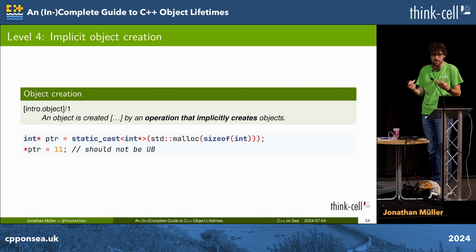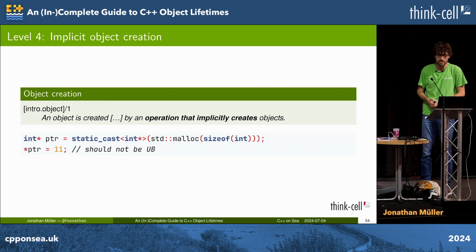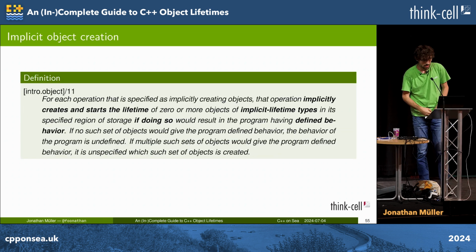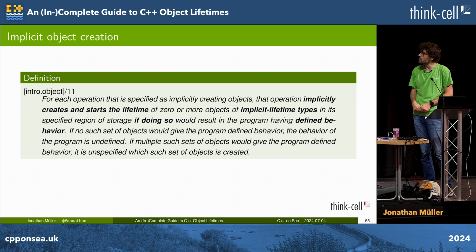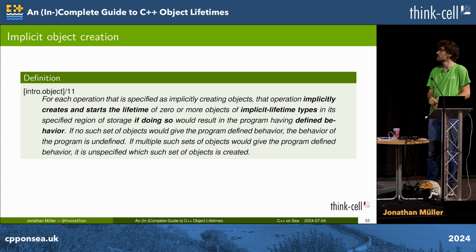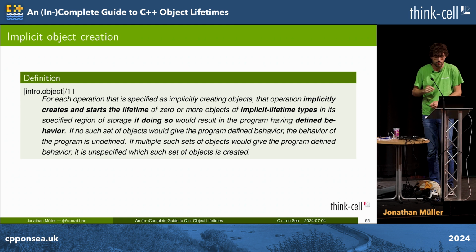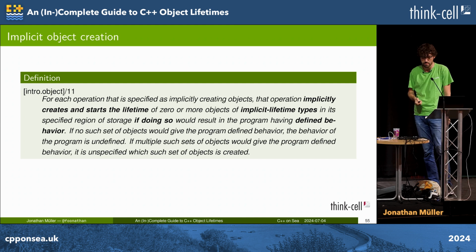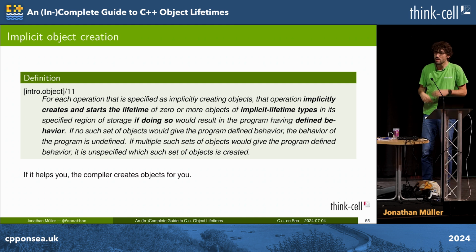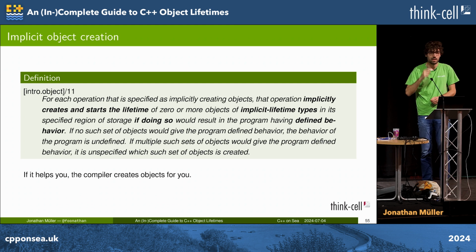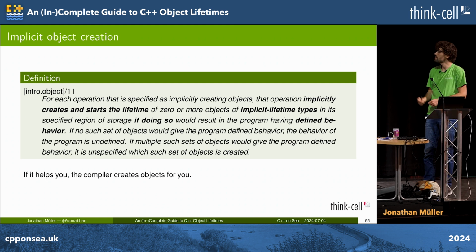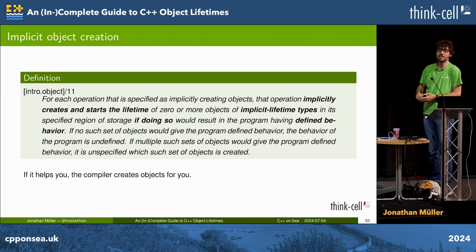Until the standard decided to fix that and make this well-formed by introducing the idea of implicit object creation. The standard specifies some operations that implicitly create objects and start their lifetime, of implicit lifetime type, if doing so would mean we suddenly have defined behavior. In simplified words, if it helps you, the compiler creates objects for you. And this is the only instance in the C++ standard where the compiler goes out of its way to avoid undefined behavior for you. In all other instances, it will just hit you in the back of your head, but in this case, it will actually catch you and prevent it.